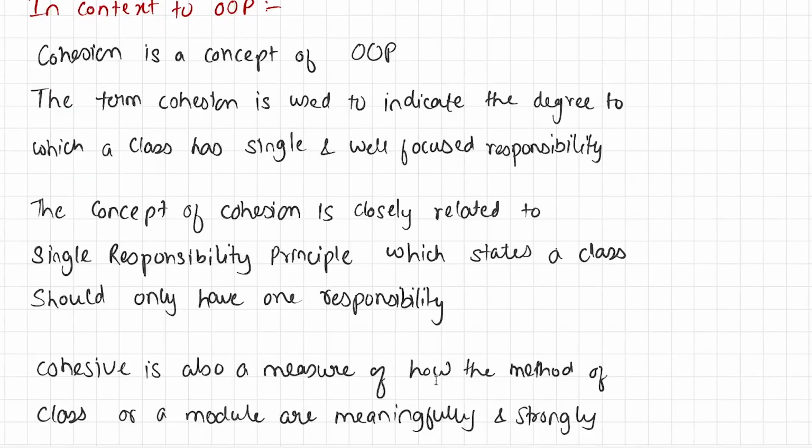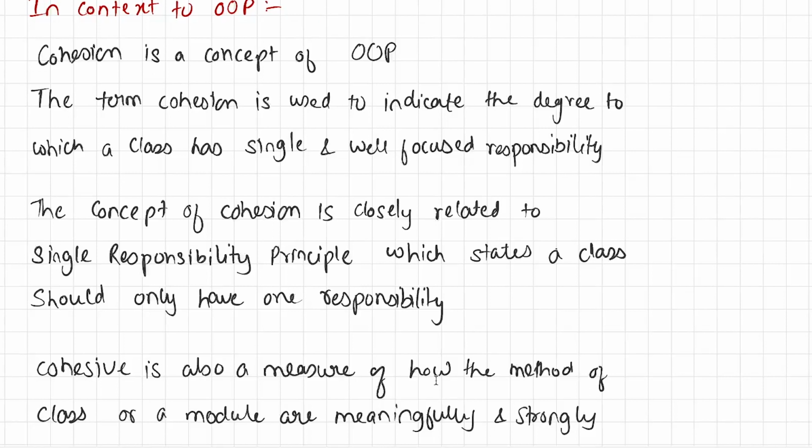So let's see. First of all, cohesion is a concept of object-oriented programming. Now, the term cohesion is used to indicate the degree to which a class has single and well-focused responsibility. So guys, basically cohesion is a term that tells us that the class that we have designed has a single and well-focused responsibility or not.